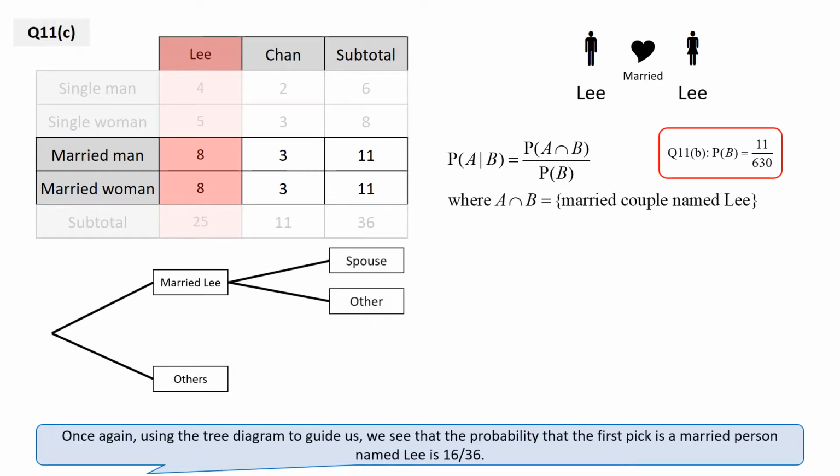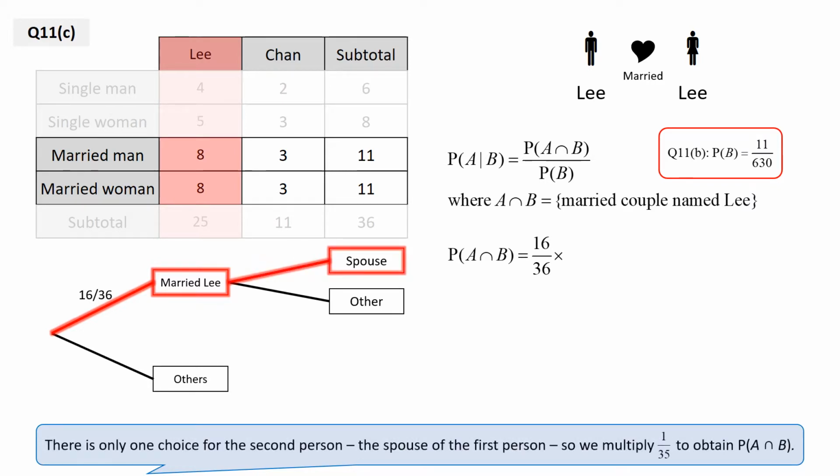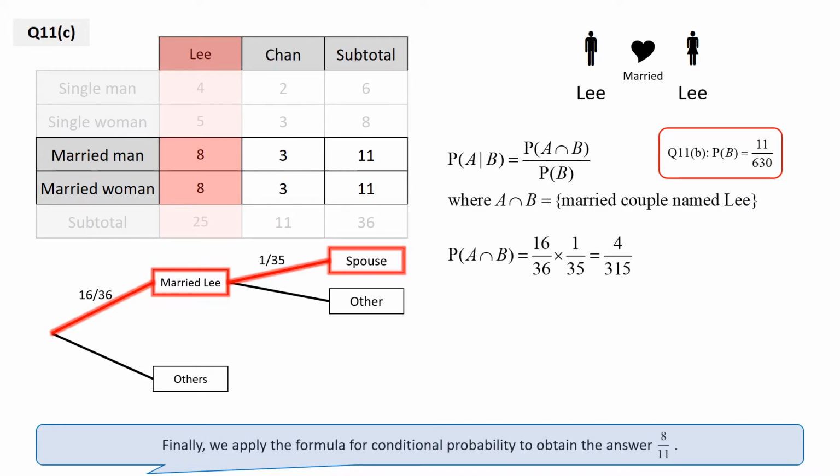Once again, using the tree diagram to guide us, we see that the probability that the first pick is a married person named Lee is 16/36. There is only one choice for the second person, the spouse of the first person, so we multiply 1/35 to obtain the probability of A intersection B. Finally, we apply the formula for conditional probability to obtain the answer 8/11.